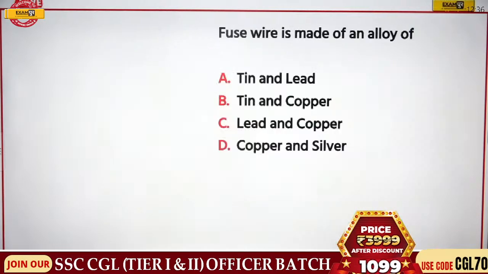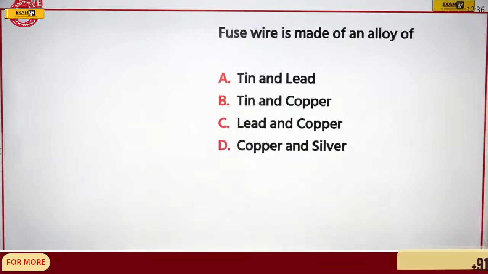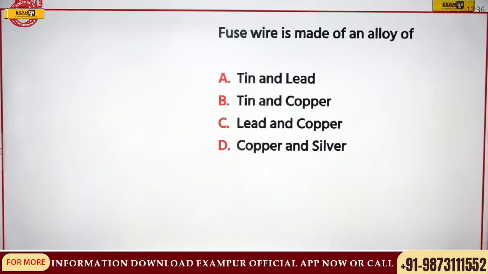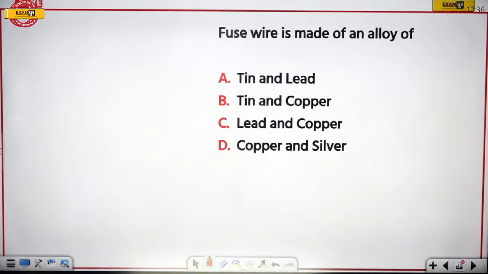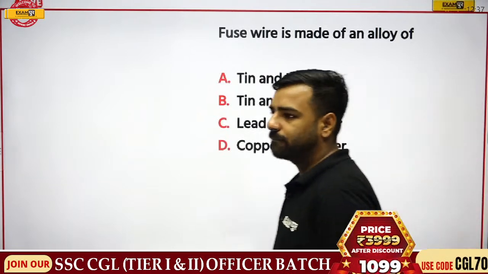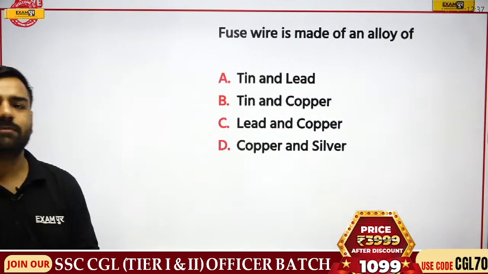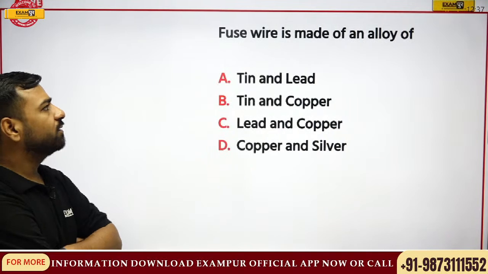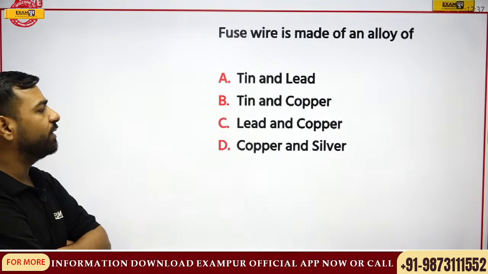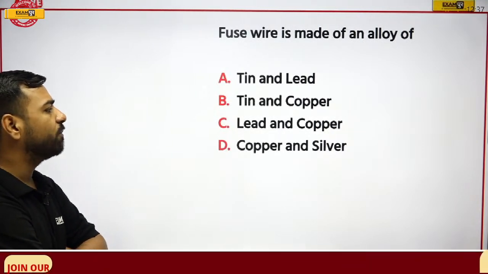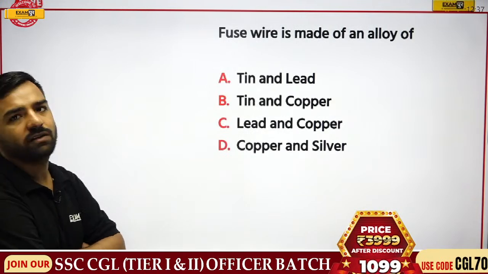Next, fuse wire is made up of which particular alloy? So, can you tell me? Fuse wire is made up of which alloy? Answer please. Fuse wire is made up of an alloy of which? Is it lead and tin? Is it tin and copper? Is it lead and copper? Or is it copper and silver?